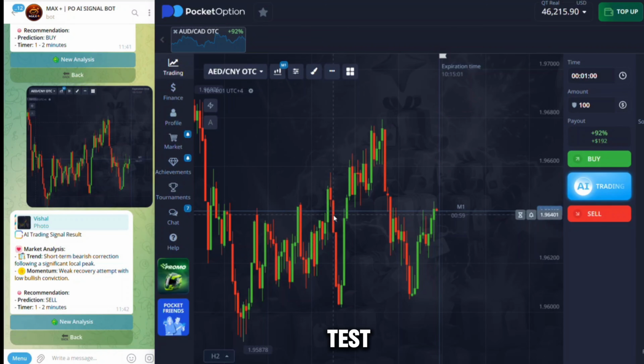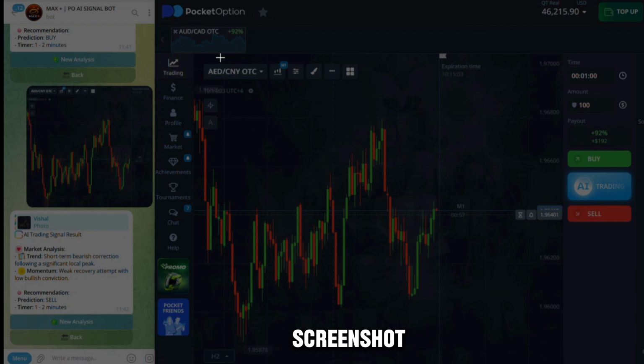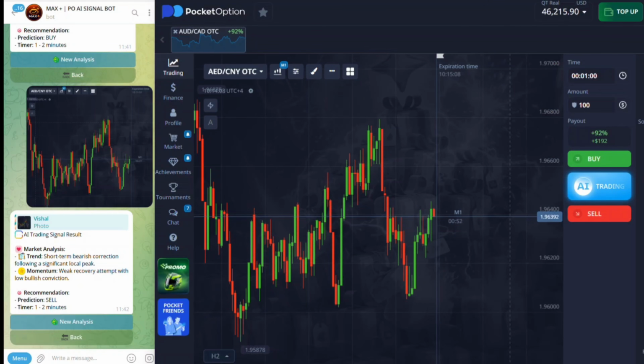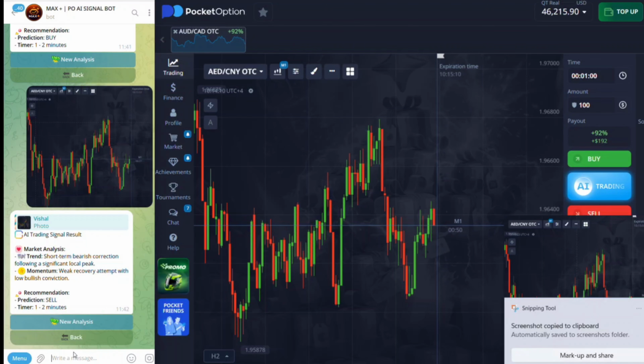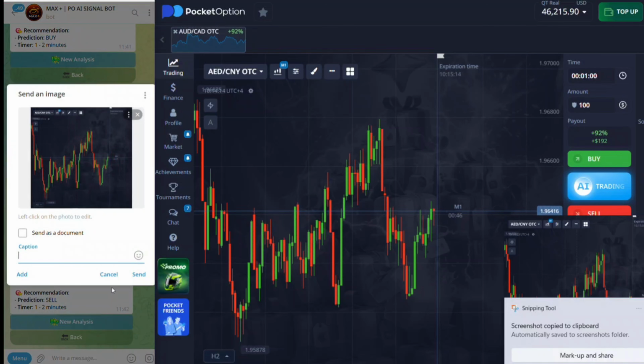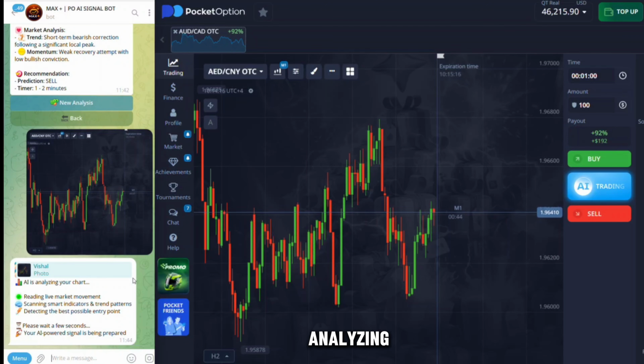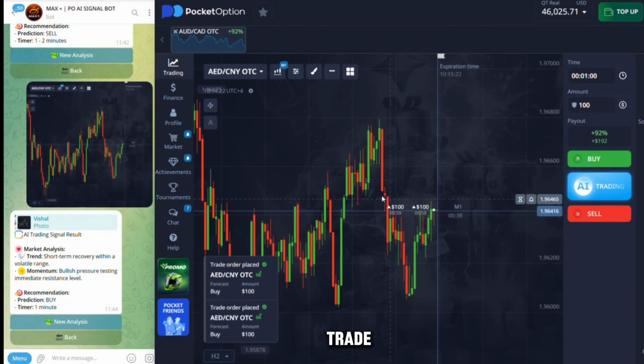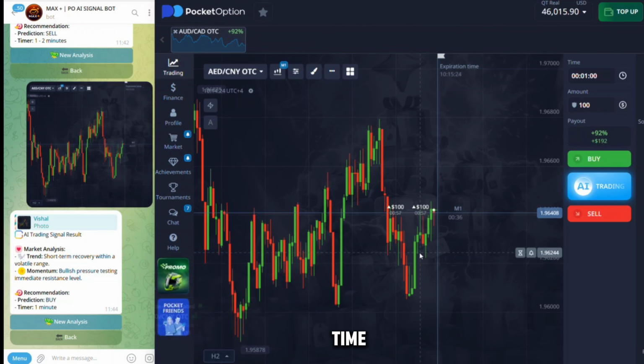Now let's continue the test. I'll take another screenshot of the chart and upload it to Max Plus Bot. The bot is analyzing the market. The analysis is complete. The bot is suggesting a buy trade. Let's place the trade. This time, we'll use a larger trade amount as part of the martingale setup. The trade is now active.